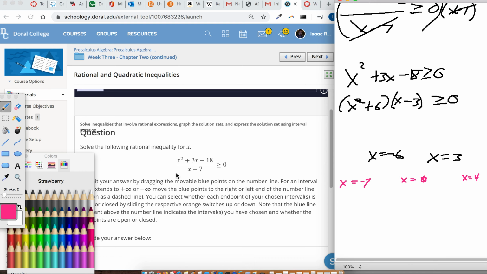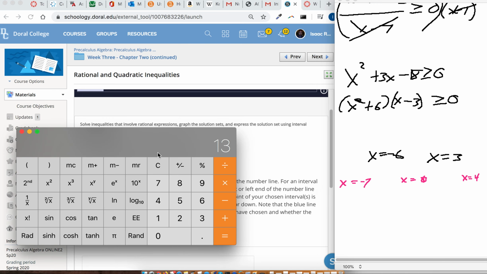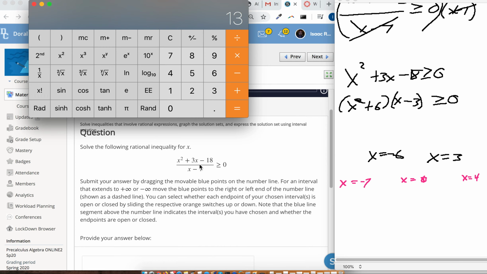So if you plug negative 7 into the left side, you get 49 subtracted by 21, and then subtracted by the 18. We get a positive 10 divided by a negative 14. That's negative. So our solution shouldn't be on this side, right? It should not be less than negative 6. We just tested a point less than negative 6, and it didn't work. Now if you test the point x equals 0, the top becomes negative 18, the bottom becomes negative 7.